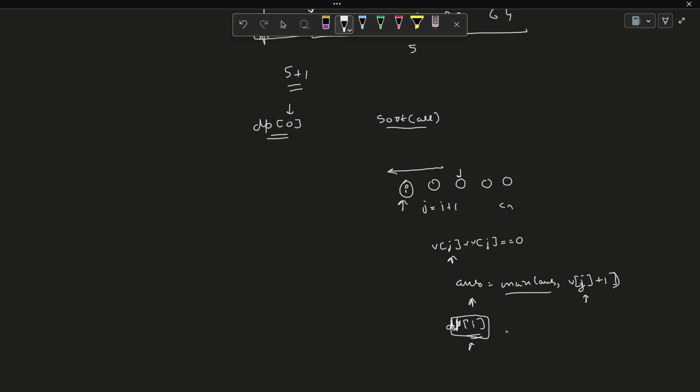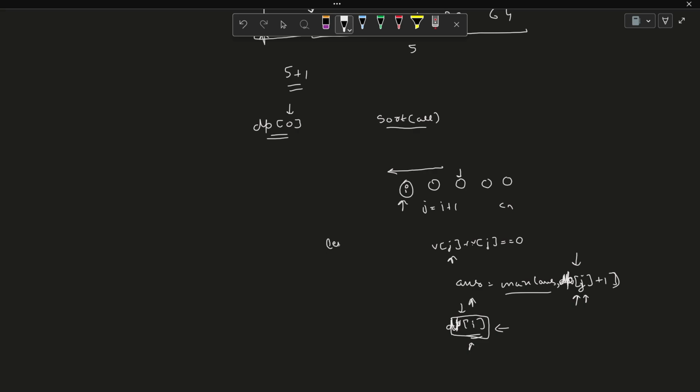So dp of I is denoting the best answer starting from position I, and this is also dp of I, right? I said it incorrectly. This should be dp of I for obvious reasons, because dp of I is storing the best answer starting from j. V is just the input vector, right? So now I know what is going to be my best answer.